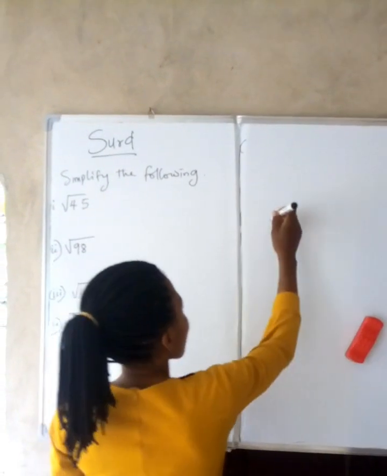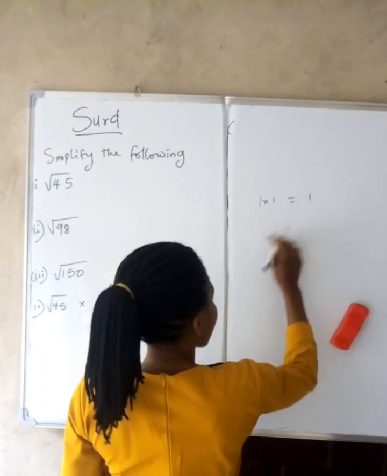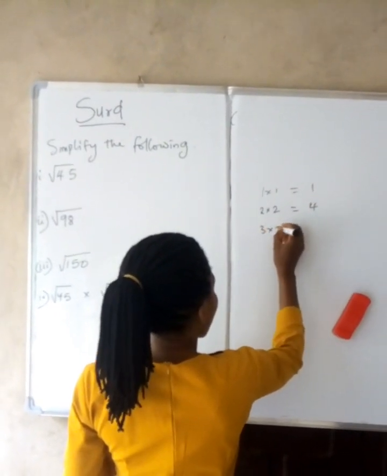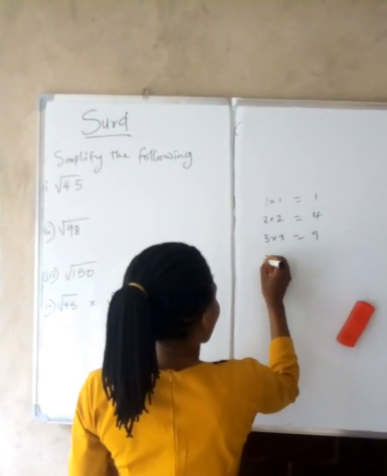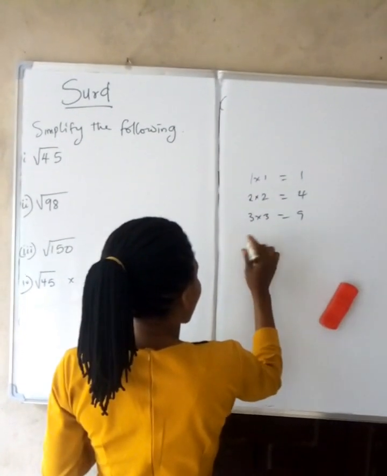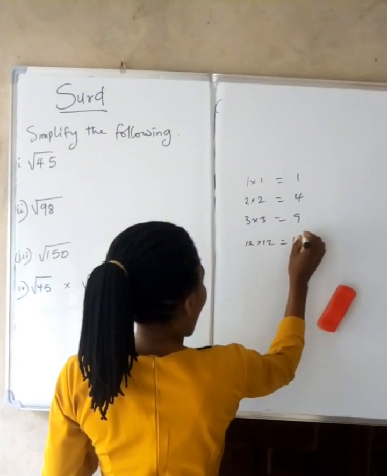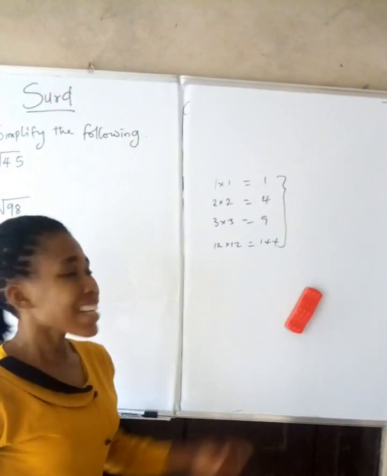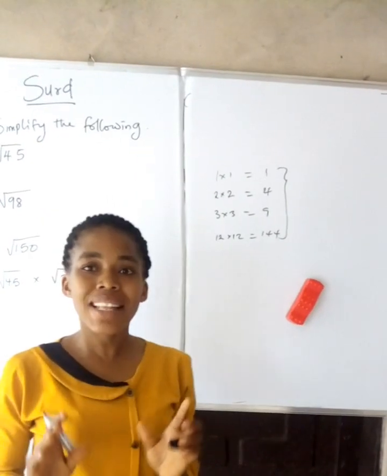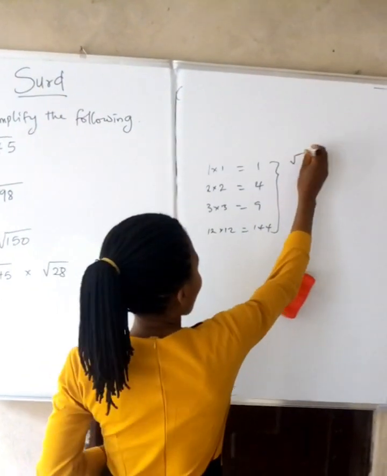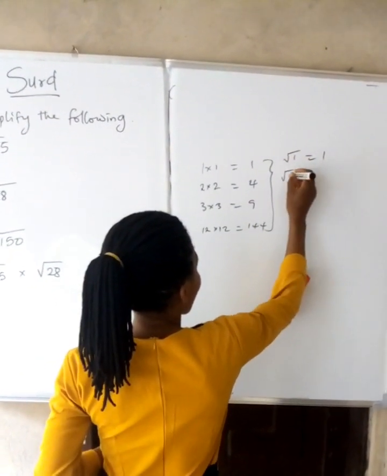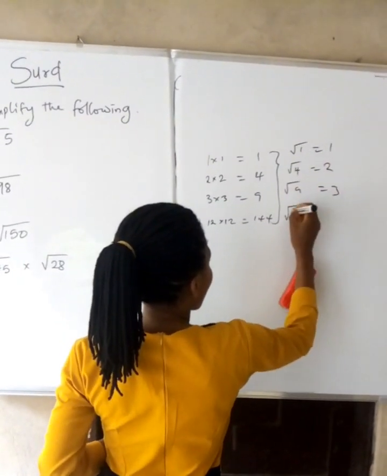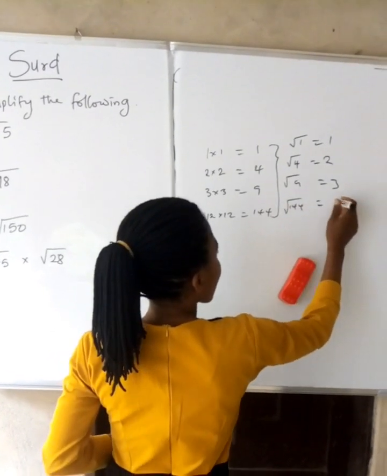Take for instance, 1 times 1, which gives us 1, is a perfect square. 2 times 2, 4. 3 times 3, 9. 12 times 12, 144. These are perfect squares, and their square roots will give us an exact number. Take for instance, the square root of 1 gives us 1. The square root of 4 gives us 2. The square root of 9 gives us 3. The square root of 144 gives us 12.